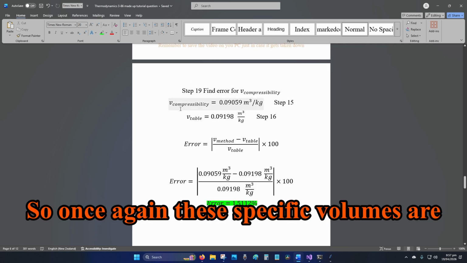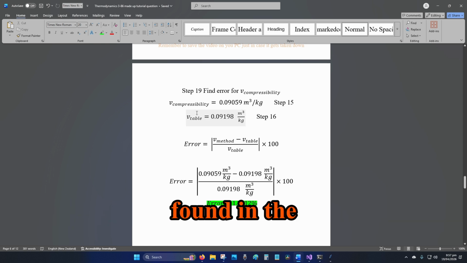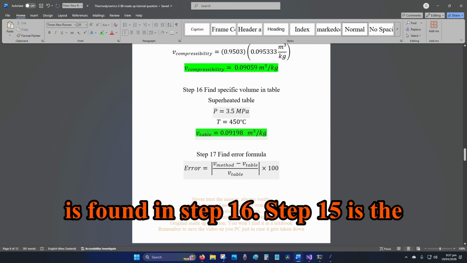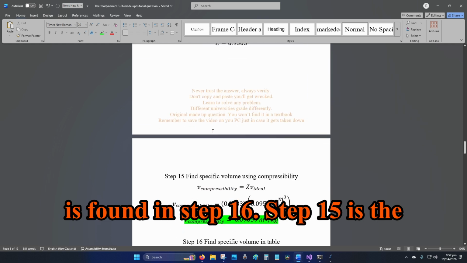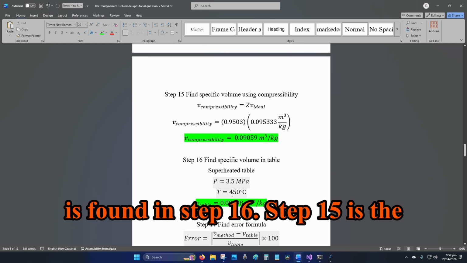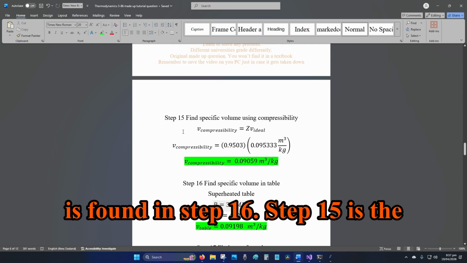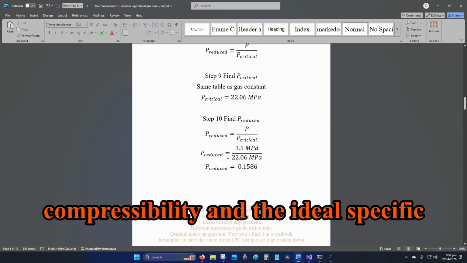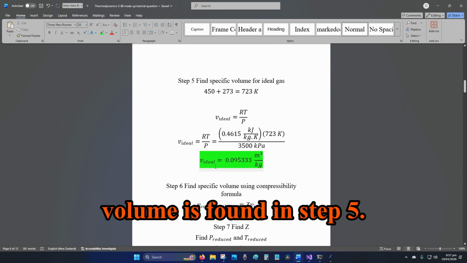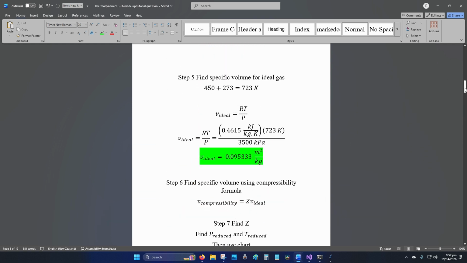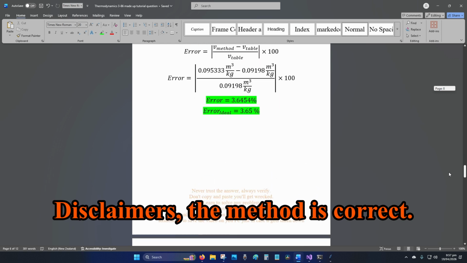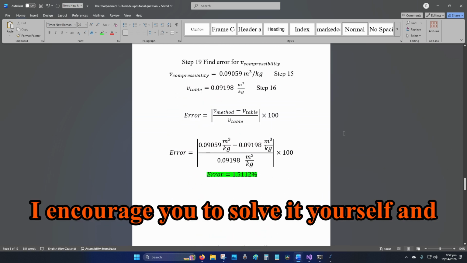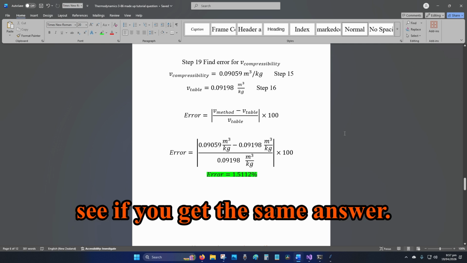So once again, these specific volumes are found in the respective steps. The table is found in step 16. Step 15 is the compressibility, and the ideal specific volume is found in step 5. Disclaimers: the method is correct, however, I do make calculation mistakes. I encourage you to solve it yourself and see if you get the same answer.